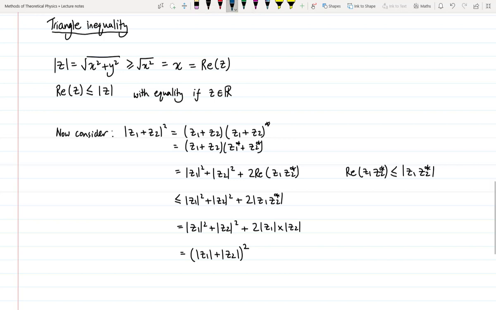Now, if we compare what we started with up here with what we ended with here, we can now write the inequality, the mod of z1 plus z2, so we're taking the square root of the terms I underlined in blue, is less than or equal to mod of z1 plus mod of z2. This is the triangle inequality. And it's so important, I'm going to put a red box around it.